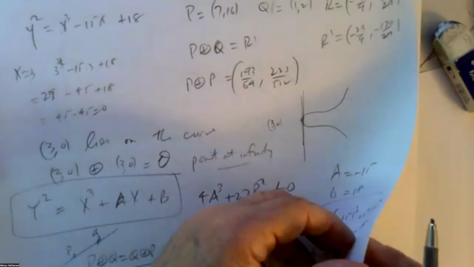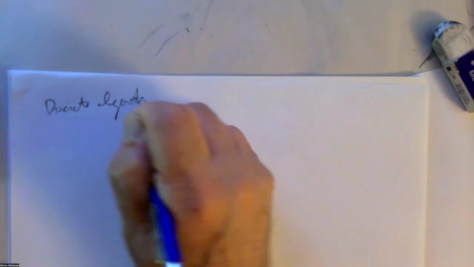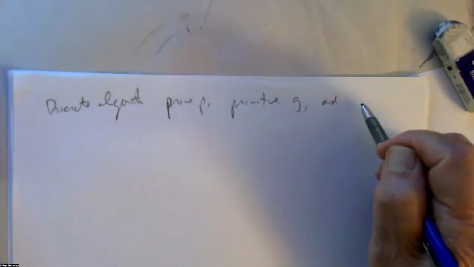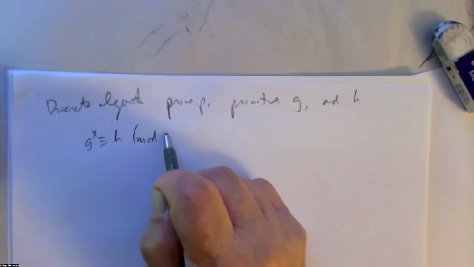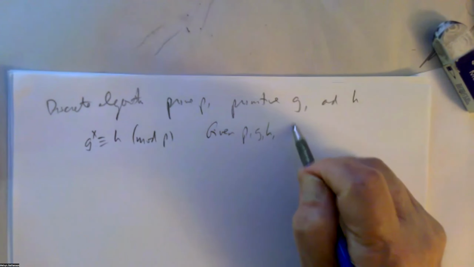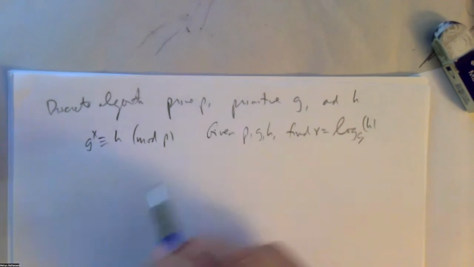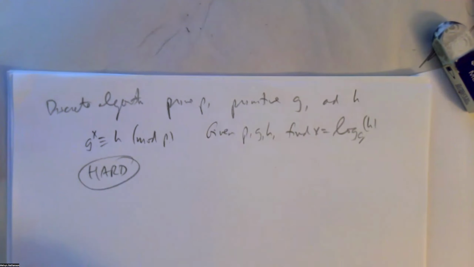And you might ask, how is that connected to cryptography? And the answer is, it's very much like the discrete logarithm. So remember the discrete logarithm. You have a prime P, a primitive root G, and a number H, and G to the X is congruent to H mod P. So given P, G, and H, find X, which is defined to be the discrete logarithm of H with respect to the primitive root G. And the point is, this is hard. And a hard problem allows you to do cryptography.